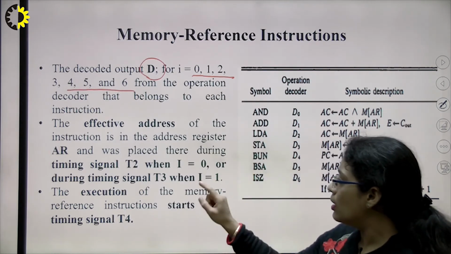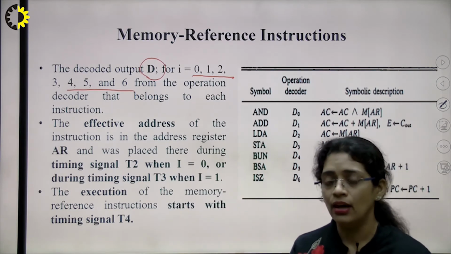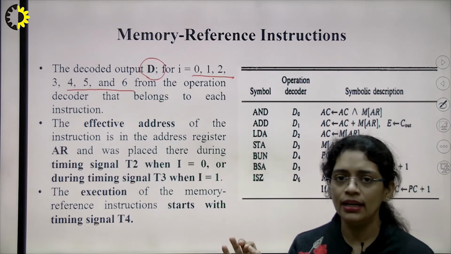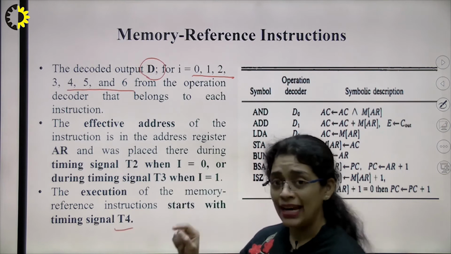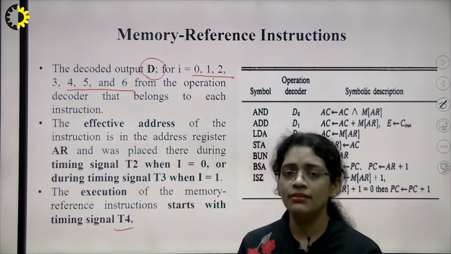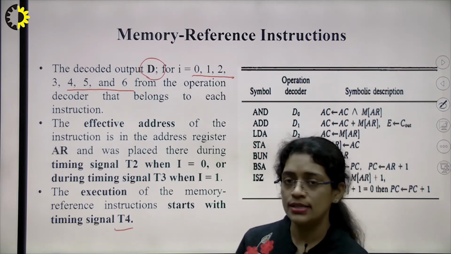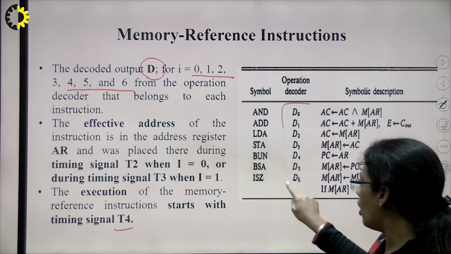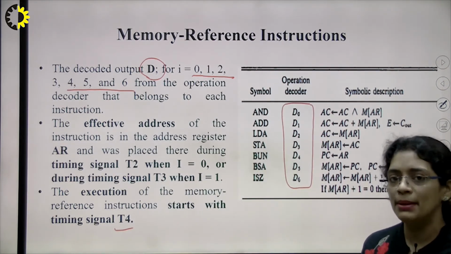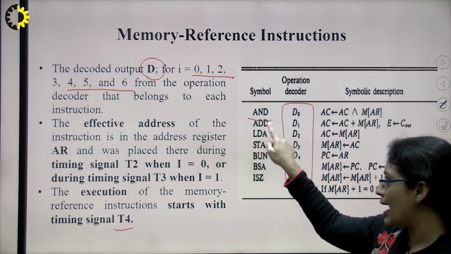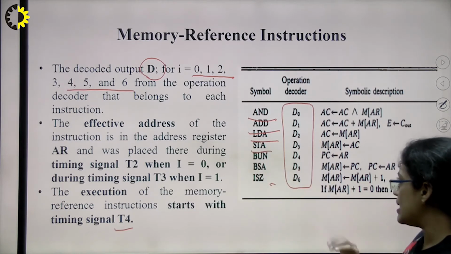Here we will again be doing the operation at T3. The execution is always done at T3, and decoding was done at the T2 time period. Now we might need T4 and T5 timing signals for the instruction execution, depending on what the instruction is. On the basis of D0 to D6, these are 7 operations of memory reference. In D0 we have AND, D1 ADD, then LDA, then STA, then BUN. Let's see it in detail.